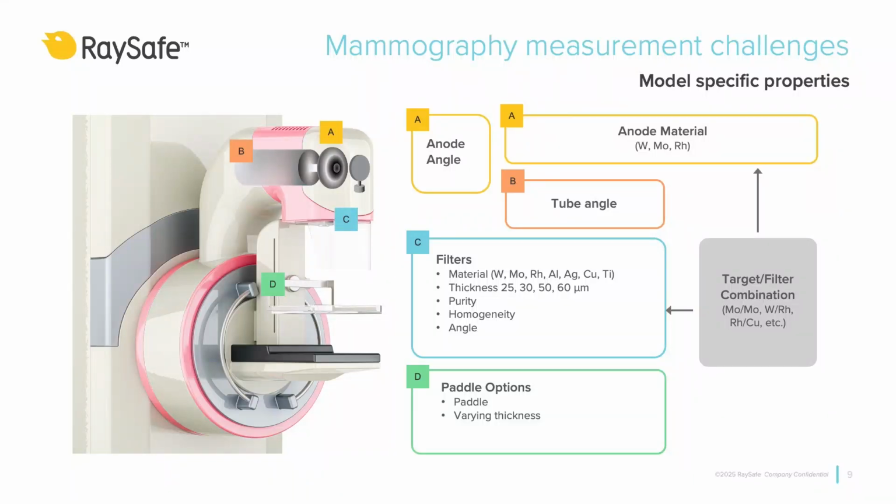The filters can be of different materials and varying thickness, and it can also be mounted flat or in an angle like the tube. The filter itself is a delicate product and highly affected by production parameters such as purity and homogeneity. All mammography machines have pedals, but those could be of varying thickness and material. All these design parameters vary from model to model, and all of them have to some extent an impact on the output of the machine.